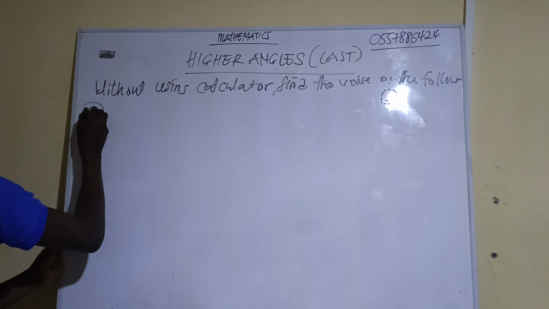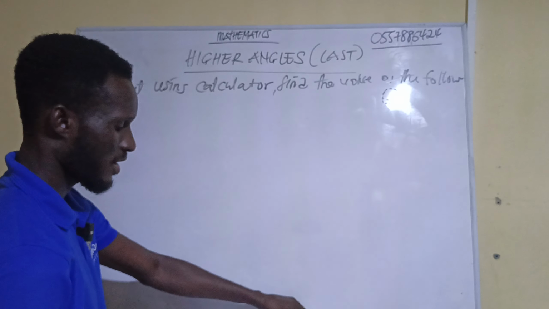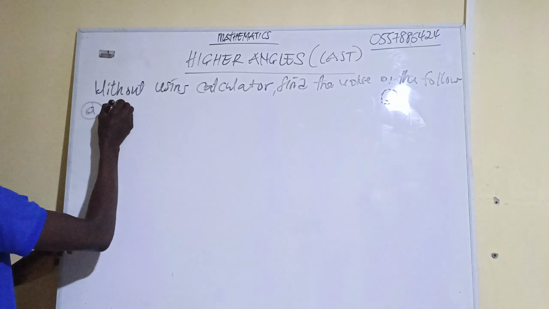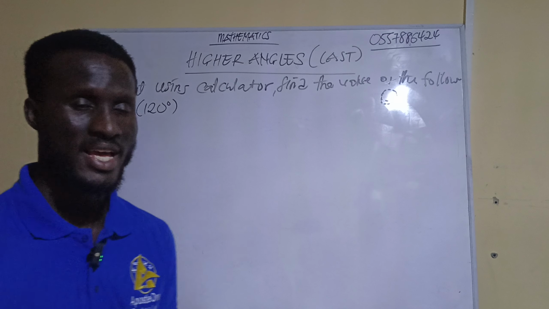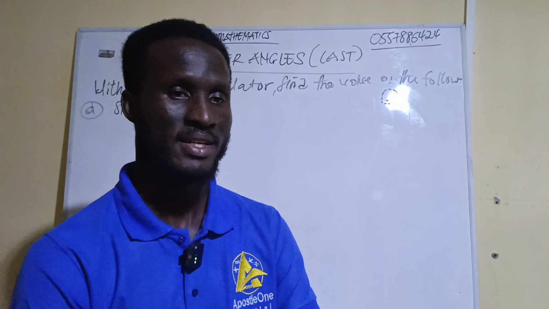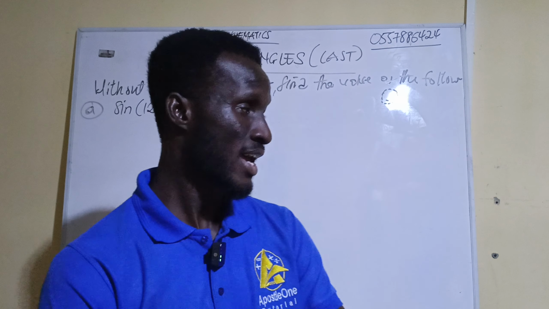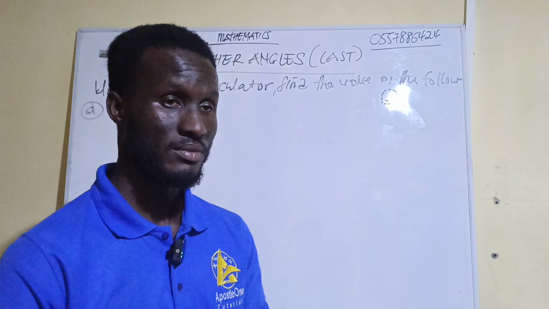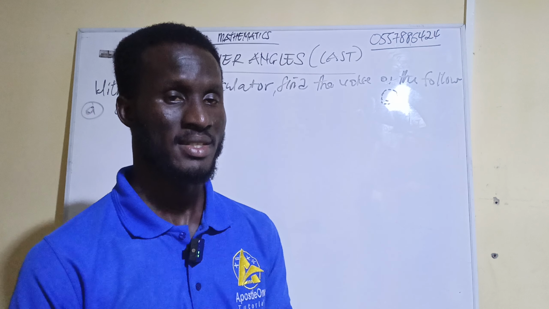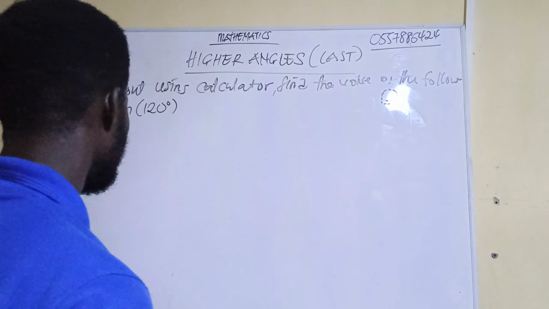Now, A, we are going to find a higher angle like sine 120 degrees. If we have sine 120 degrees, how can we find the value of sine 120 degrees without using a calculator? What we have to do is convert it to a special angle, a special angle like 45 degrees, 30 degrees, 60 degrees, yes, in that order. Now let's look at how we can do it.